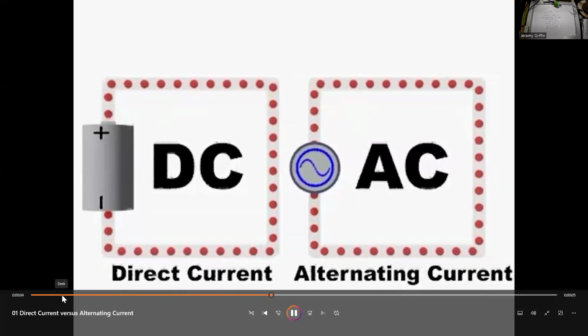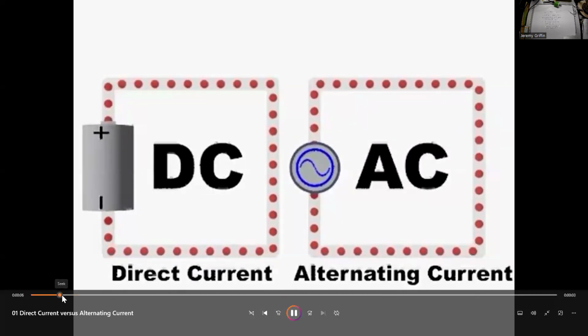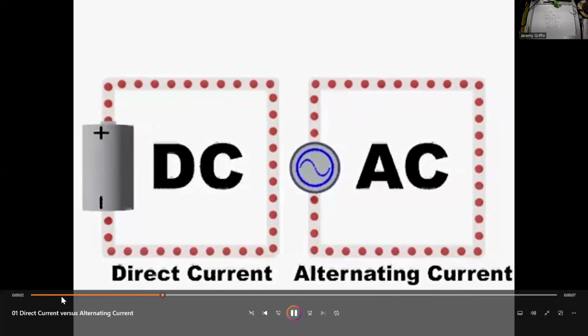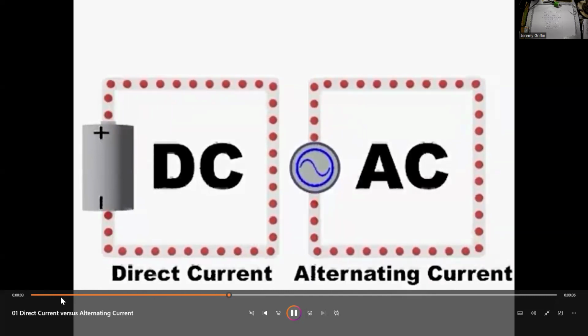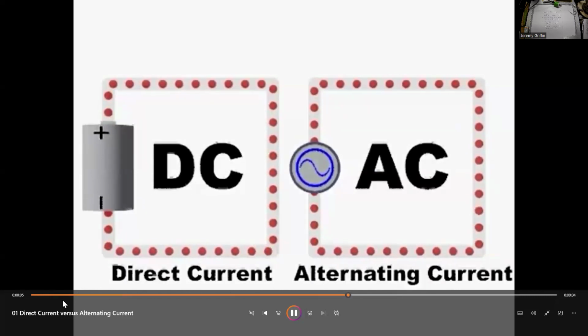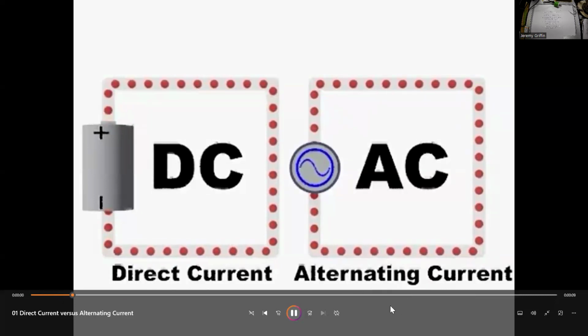And the advantage of alternating current is that you can very easily step up and step down voltages. Therefore, you can transmit electricity with high voltages and low currents. And you can transmit it a lot more energy efficiently that way, right?